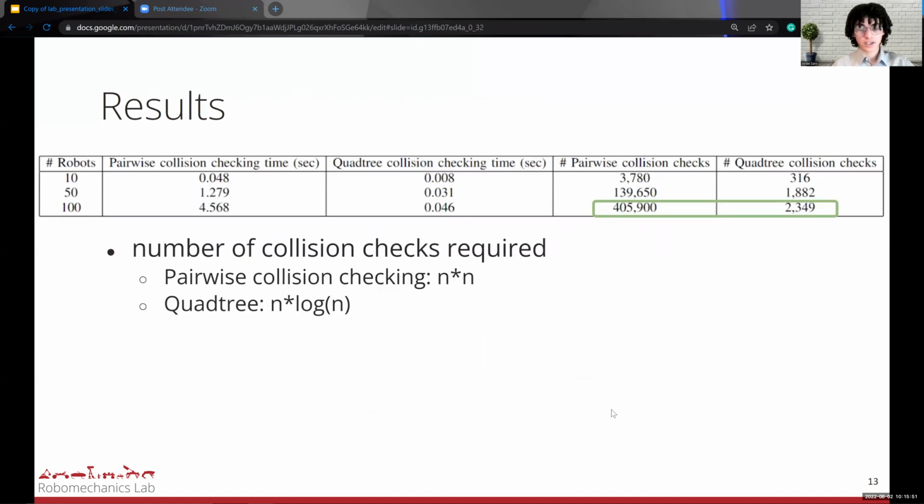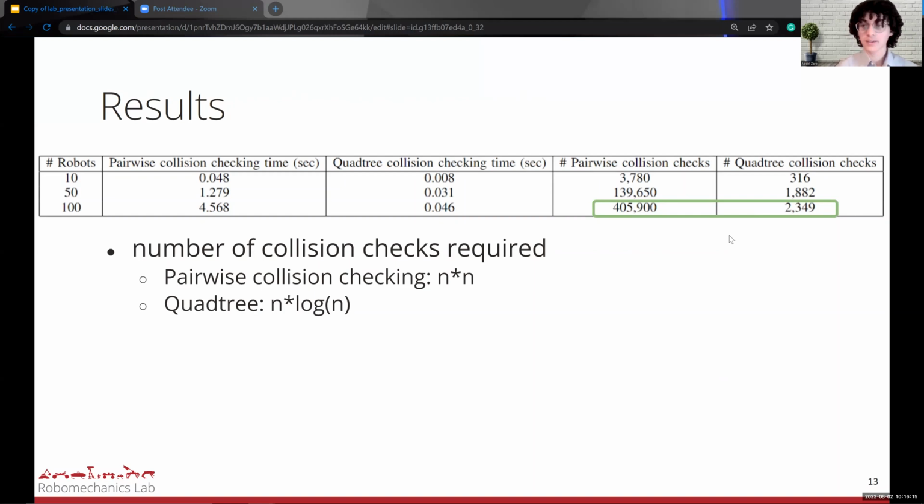Specifically, for the 100 robot system, the number of pairwise collision checks required was 400,000, and for quad trees, it was only approximately 2,000. The reason that number is so different is because quad trees allowed us to only do collision checks on robots that are near each other. So we minimize the number of collision checks that we need to do.